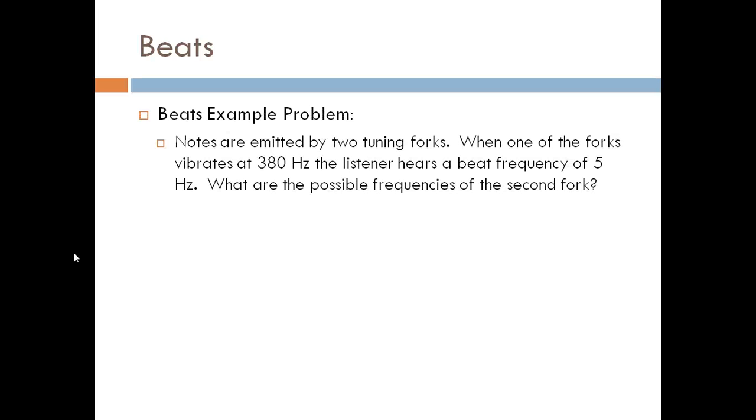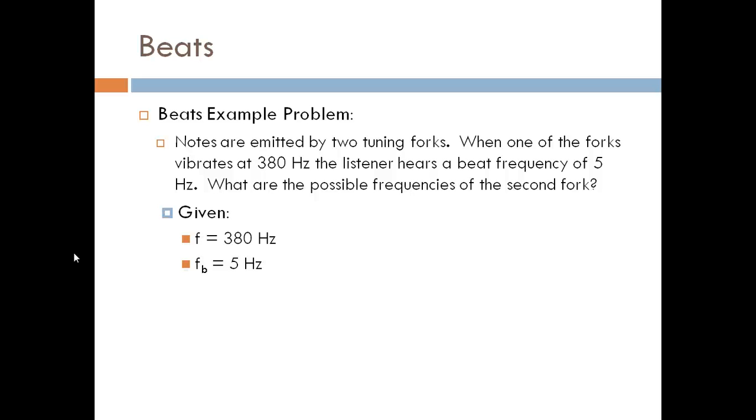Here's an example problem where you would see these. Here we have two notes emitted by two tuning forks. When one of the forks vibrates at 380 hertz, the listener hears a beat frequency of about 5 hertz. What are the possible frequencies for the second fork? Now, I very nicely wrote down all of our knowns and unknowns in our equation, but this is one that you should be able to think about. So if one's 380 and the beat frequency is 5, the other tuning fork has to be 380 plus or minus 5.